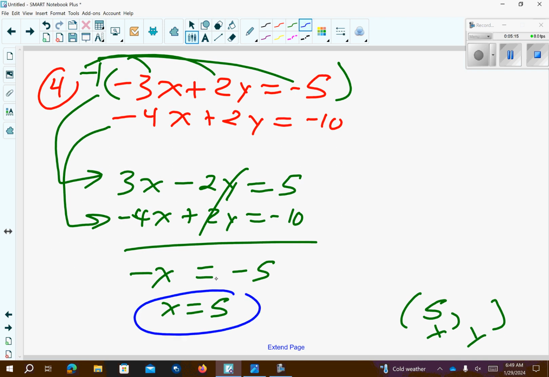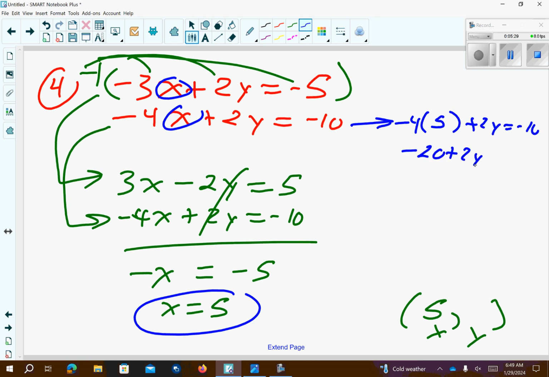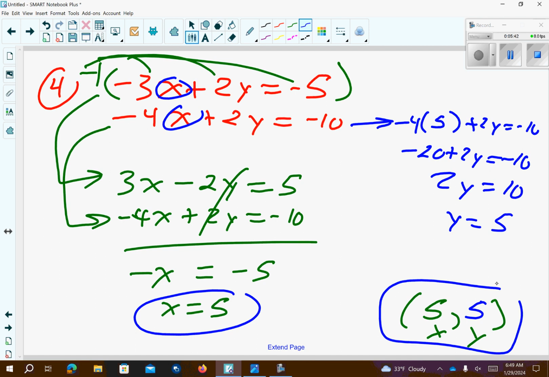And then I'm going to plug it into the x on the top or the bottom. It doesn't really matter which one you pick, so I'll pick the bottom one. So I get negative 4, that was an x, but it's going to be a 5 now, plus 2y equals negative 10. So that's negative 20 plus 2y equals negative 10. Let's add 20 to both sides. So 20 added to negative 10 is 10. Divide both sides by 2. So I get 5 comma 5. That's my answer.